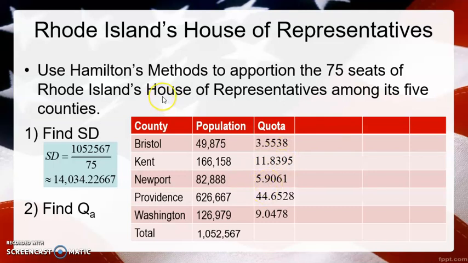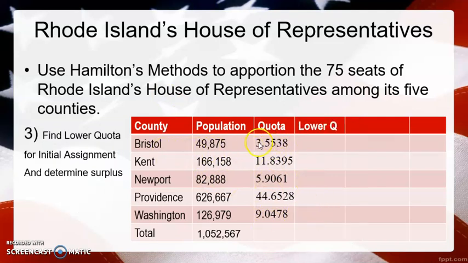Now, because Hamilton's method has us awarding the lower quota originally, that's the next step. That is to use the standard quotas we just found to award the lower quota. For Bristol, 3.5538 is the standard quota, so the lower quota would be the standard quota rounded down, or 3. For Kent, it would be 11. For Newport, 5. Providence, 44. And Washington, 9. You'll notice that that gave us a total of 72 representatives that have been apportioned.